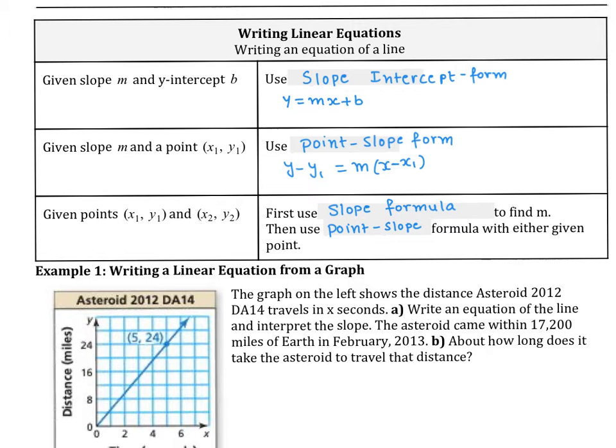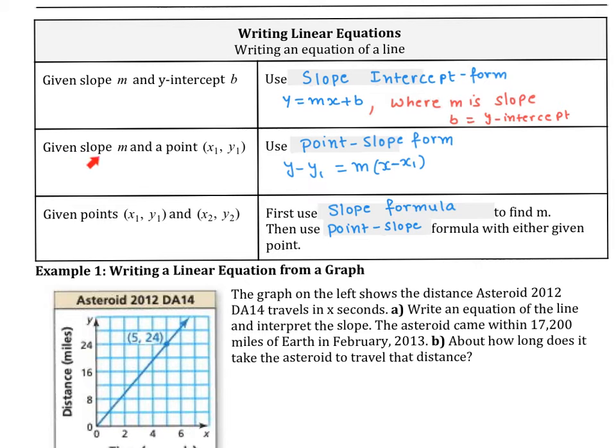Chapter 1.3 Day 1, Modeling with Linear Equations. In this section, we are going to write an equation of a line. So the first thing is, given slope m and y-intercept b, use slope-intercept form. If you remember, the slope-intercept form was y equals mx plus b, where m is the slope and b is the y-intercept.